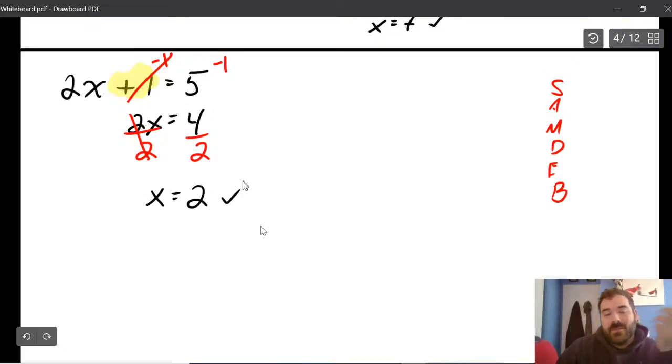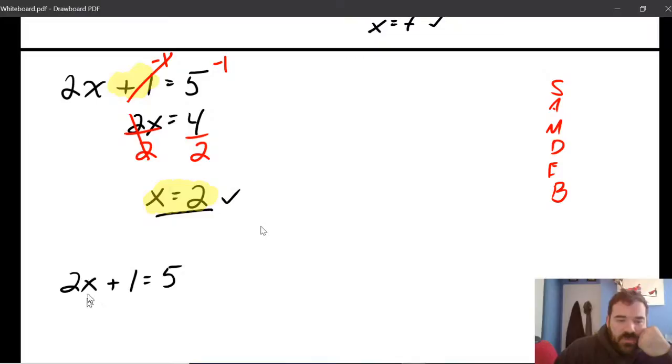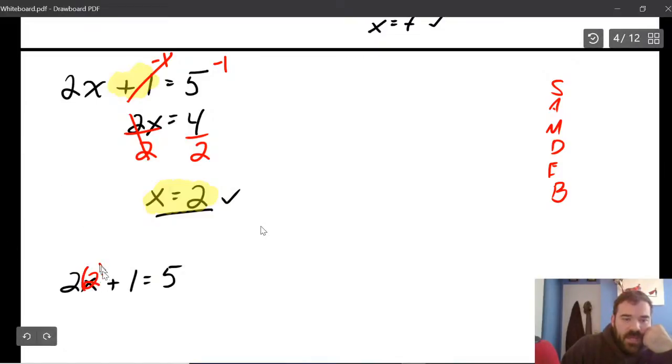And the nice thing about solving is I can always check my answer. I can always check my answer by going back to the original equation and seeing if this works, seeing if I can actually make the equation true when x is equal to 2. So instead of x in here, I'm just going to put in 2. So 2 times 2 is 4, plus 1 is 5. Yep, that works. I've double-checked my answer, and we're good to go.